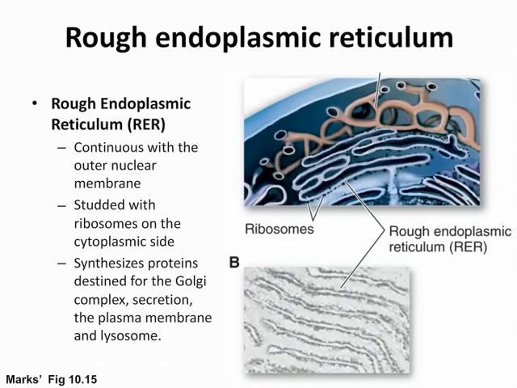So here we have the rough ER, be able to differentiate it between the smooth ER. So remember, smooth ER contains no ribosomes, but the rough ER is studded with ribosomes. So this is where translation usually occurs, synthesizes proteins on those ribosomes, and then they go to the Golgi after.